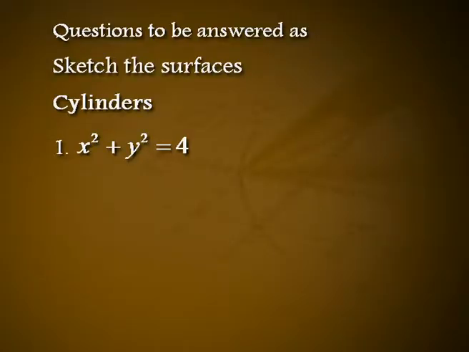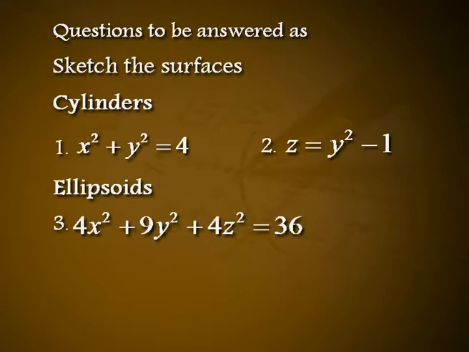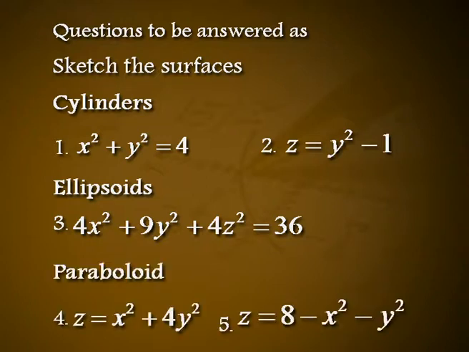1. Sketch these surfaces. Cylinders: x squared plus y squared is equal to 4; z is equal to y squared minus 1. Ellipsoid: 4x squared plus 9y squared plus 4z squared is equal to 36. Paraboloids: z is equal to x squared plus 4y squared; z is equal to 8 minus x squared minus y squared.